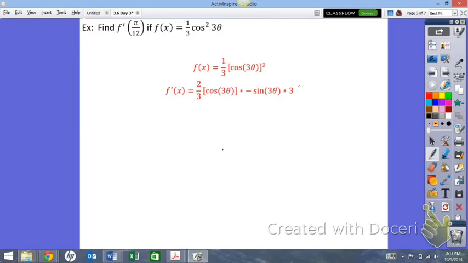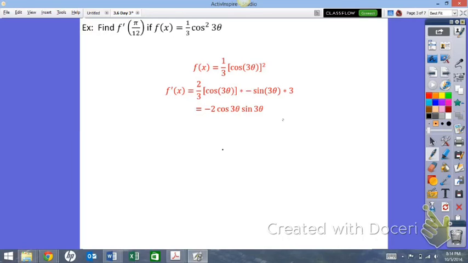And then after that, I'm just combining my coefficients to make it look nicer. So I've got 2/3 times -1 times 3, which gives me -2 cosine 3 theta sine of 3 theta.